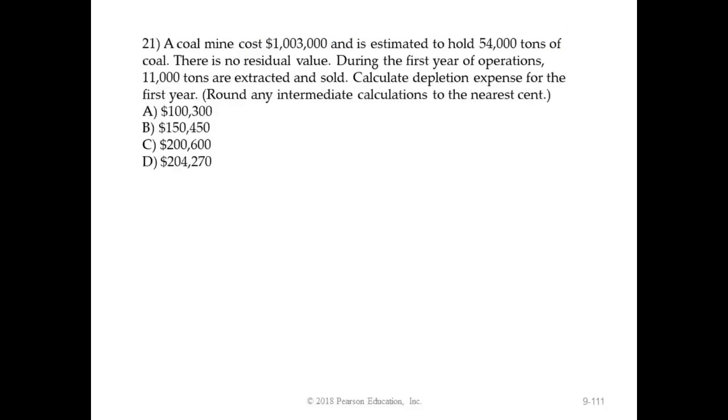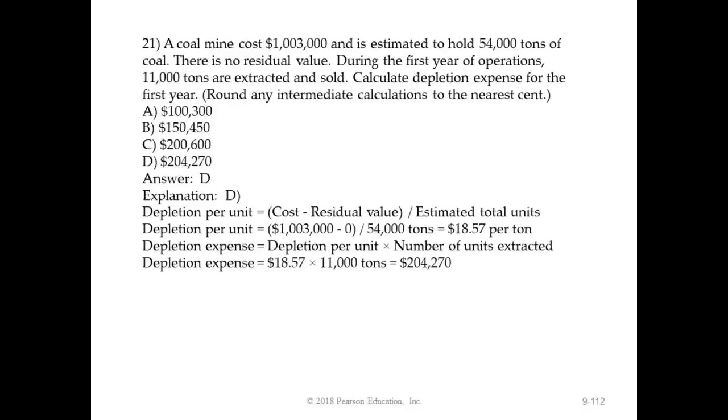Number 21. A coal mine costs $1,003,000 and is estimated to hold 54,000 tons of coal. There is no residual value. During the first year of operations, 11,000 tons are extracted and sold. Calculate the depletion expense for the first year.